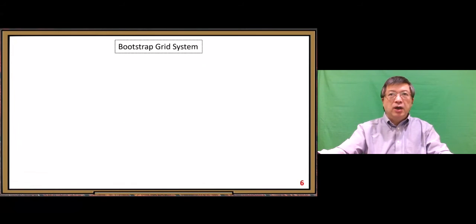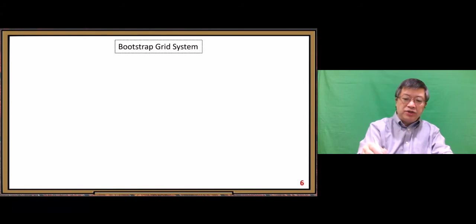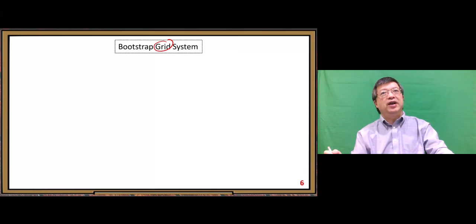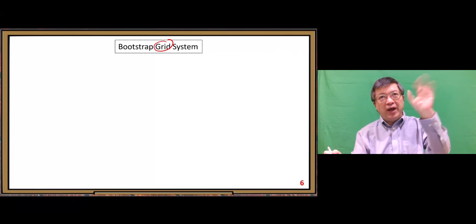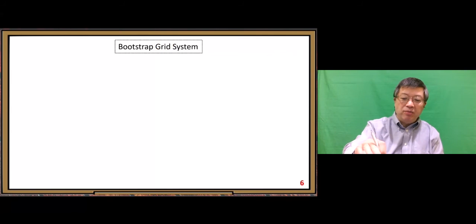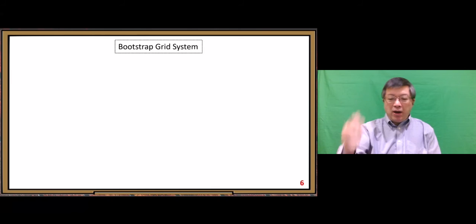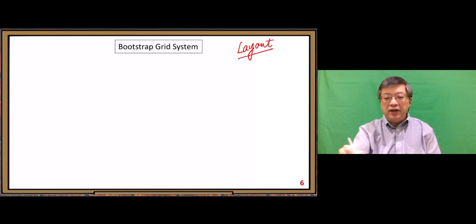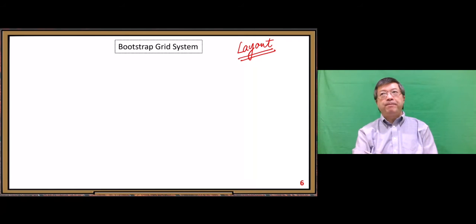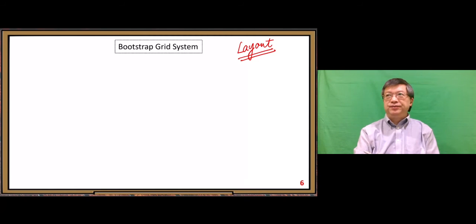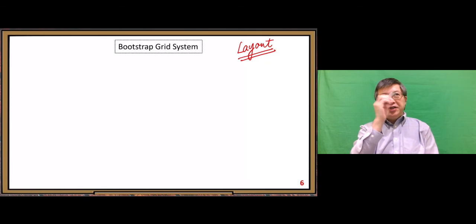Next concept, the Bootstrap grid system. Here you can see the grid system. At this point, I would like to explain why this grid system is important. Now let's go back to the layout part of HTML design. We need to do the layout part, right? In HTML page design, how do you do layout design? Basically we have two ways.